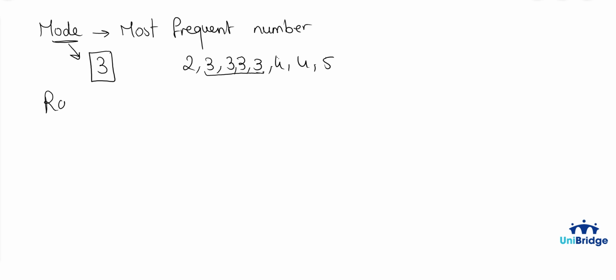The next parameter is the range. And the range is simply the maximum number minus the minimum number. So it's going to be maximum minus minimum. The maximum number you have is the 5. The minimum number you have is the 2. So the range is the maximum minus minimum, which is going to be 3.